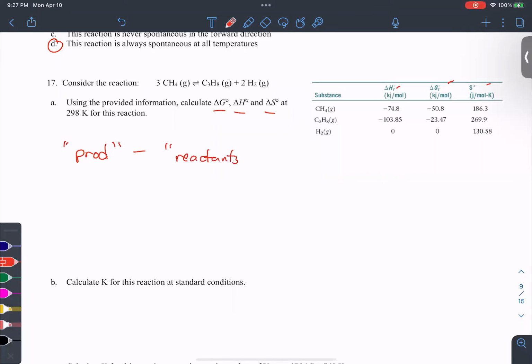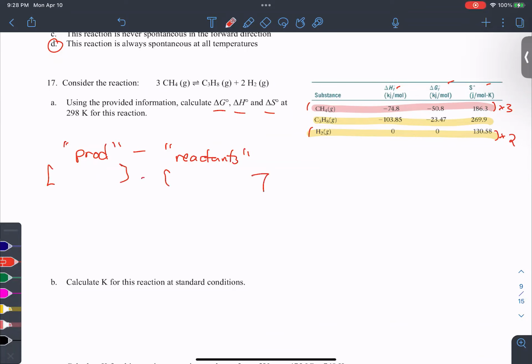So where are my products? These two, minus that one. But do make sure that you take into account coefficients. These numbers you need to multiply by 3, these ones you need to multiply by 2. Products minus reactants, taking coefficients into account. I like to sum all of the products and all of the reactants, and then do the subtraction. I'm not going to do those.